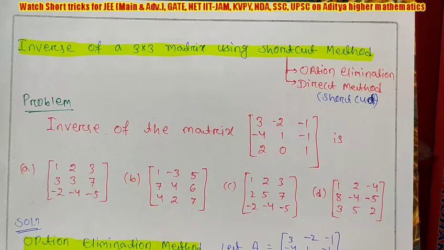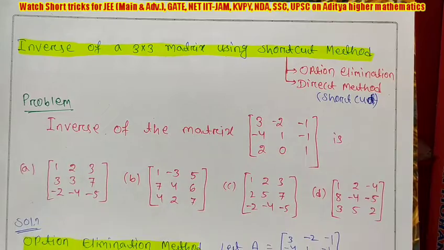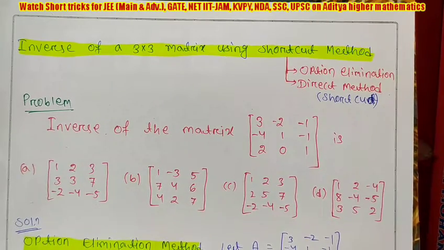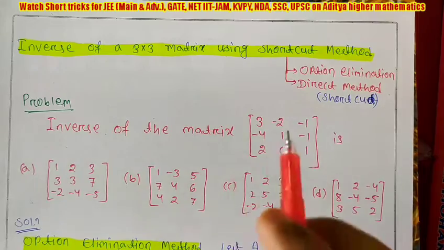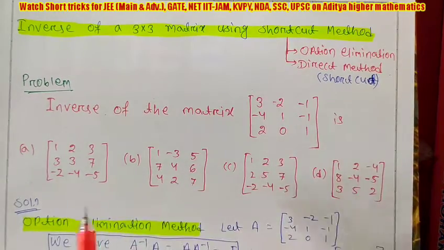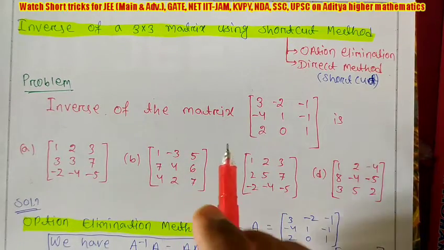But in objective exams or entrance exams, you do not have enough time to find the inverse of a 3 by 3 matrix using elementary operations, because that method takes a minimum of 5 minutes. In the exam you have very little time to solve the whole question paper, so here you need some shortcuts. I am going to discuss those shortcuts here, and particularly we will solve this question. It is an MCQ question.